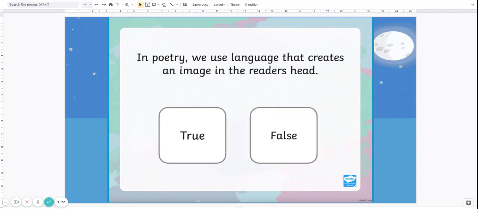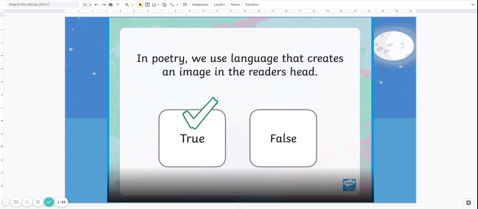All right, finally, true or false? In poetry, we use language that creates an image in the reader's head. Think back to yesterday when I talked about poetry is like art with words. Of course, it's true. And that's what we're going to be learning about today. How do we put an image inside of the reader's head?